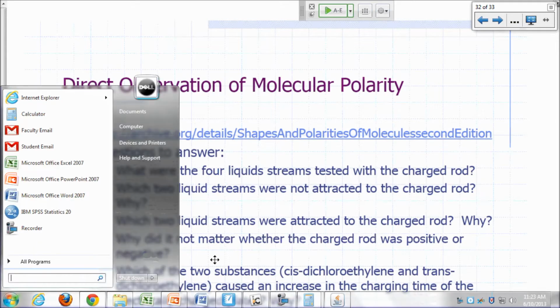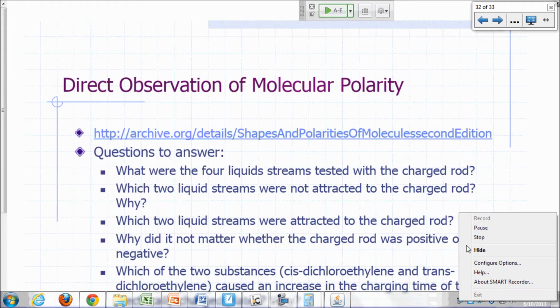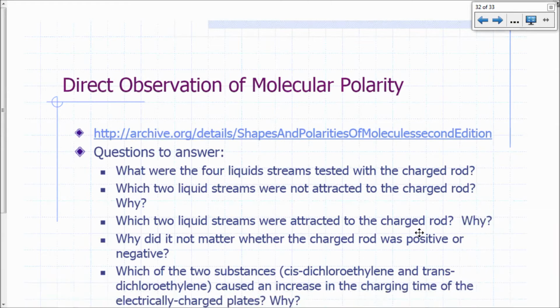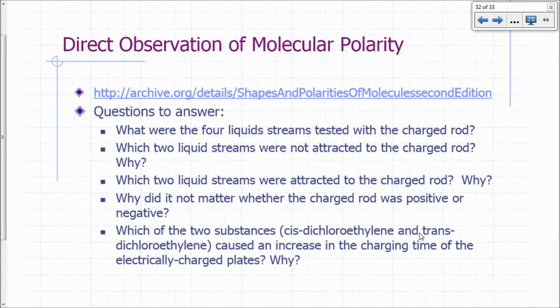So let me just pause this video so I don't have to repost a copy of that movie on YouTube. So I'm going to pause. So what were the 4 liquid streams that were tested with a charged rod? Water, acetone, carbon disulfide, and benzene, all right?